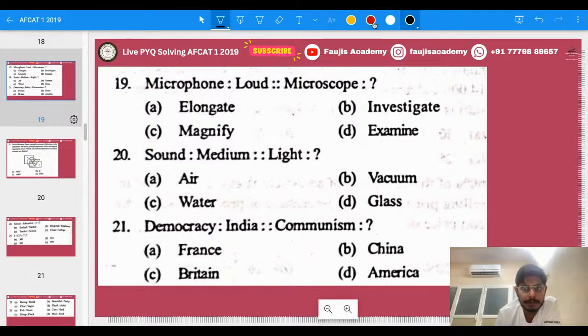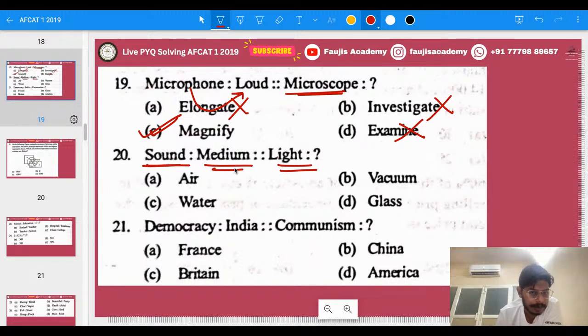Microphone is to loud. Microscope is to what? Does it elongate? Does it investigate? Does it examine? It magnifies. Sound is to medium. Light is to what? Sound travels in one of the mediums, it needs to have some medium or another, isn't it? But light can travel even in vacuum.